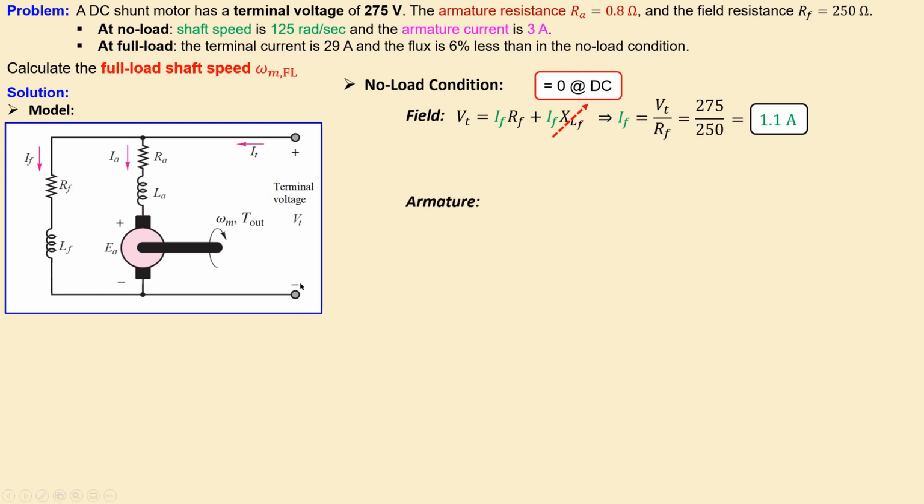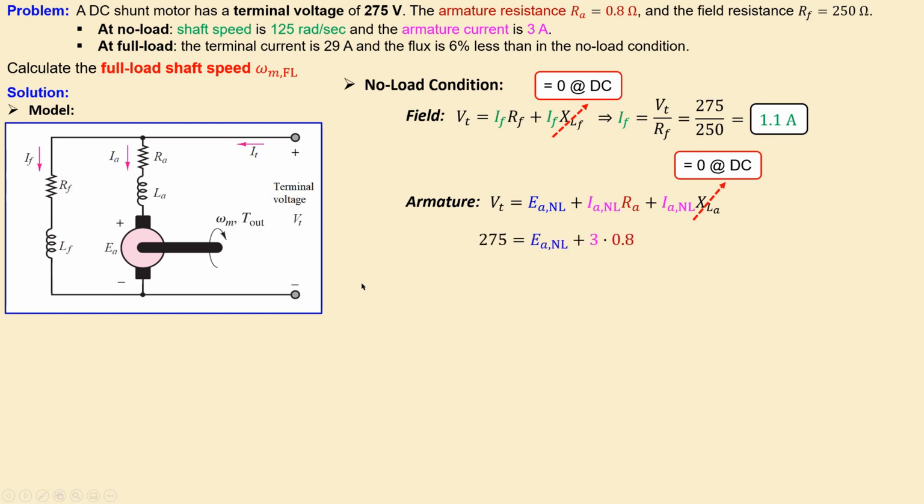Armature, again, it's a similar form. We can set up the equation using the Kirchhoff voltage law. What we have is the terminal voltage equal to the voltage across this resistor of the armature, across the inductor of the armature, and also the back EMF. This is shown here, and specifically I have also shown the no load conditions for the current and for the back EMF. And again, in a similar form, we can say that the inductor reactance will be 0, since this is a DC system.